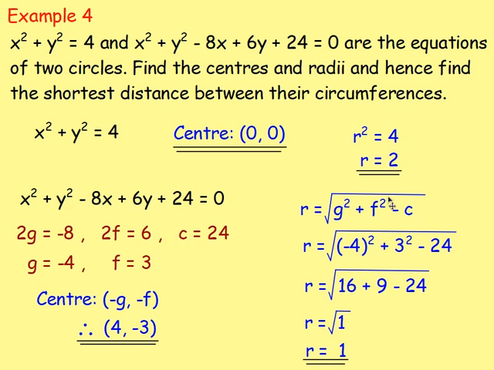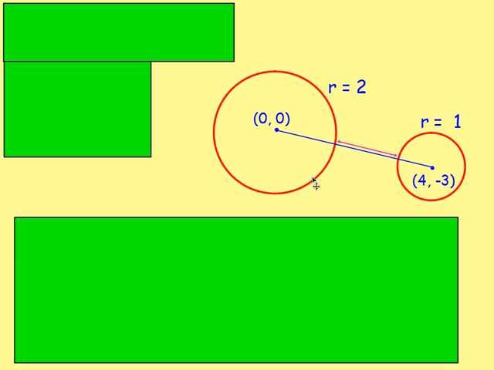The next thing we have to do is find the shortest distance between these circles, between their circumferences. And for that, you may wish to go off to the side and sketch what we've already got. So with the first circle, we've got the centre as 0, 0, and we know the radius from the centre to the outside is a distance of 2. So we know that distance is 2. For the next circle, we've got the centre 4, -3, and we know it has a radius of 1.